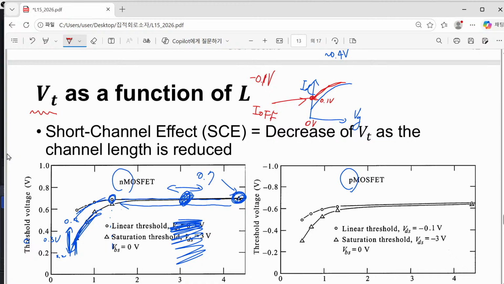So this is, simply speaking, the single most important lesson in this entire semester. Threshold voltage should be uniform. We cannot allow this threshold voltage variation.